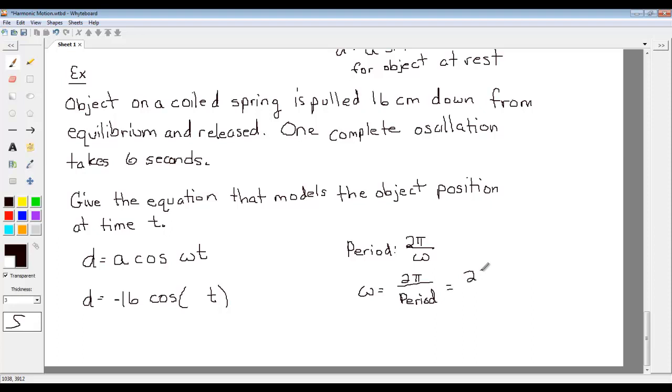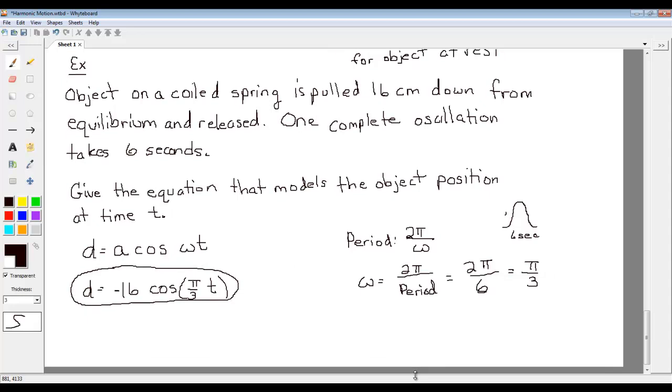Well, we're told the period in the problem. It says one complete oscillation takes 6 seconds. That is the period. It takes 6 seconds for it to start from down here, go up, and come back down. So put a 6 here and reduce, and that'll give us omega. So we get pi over 3. So put pi over 3 right here. And now we've got an equation to model the behavior of the object on this particular spring.